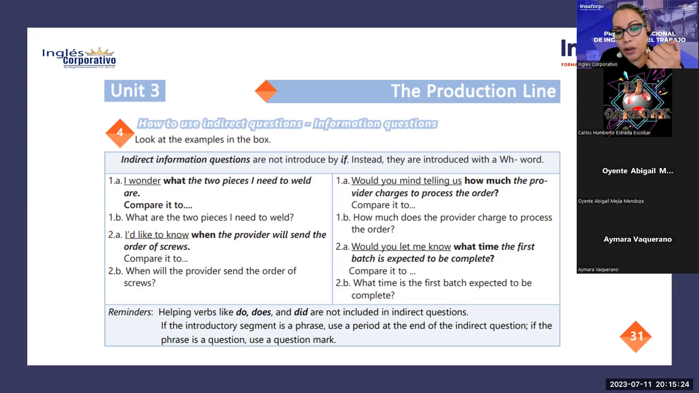Si el segmento que introduce es una frase, usamos un punto al final de la pregunta indirecta, o si es una pregunta, es una frase de pregunta, entonces se usa un question mark. ¿Dónde está acá? A su izquierda. Van a ver, I wonder what the two pieces I need to weld are. Y la número dos, I'd like to know. Ninguna de las dos es una WH word. I wonder o I'd like to know.